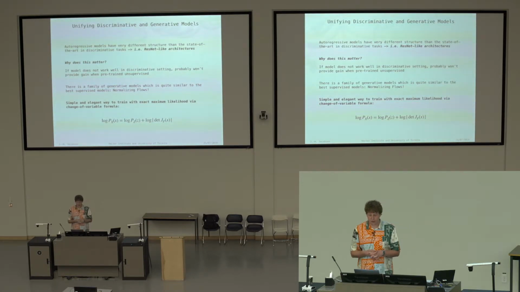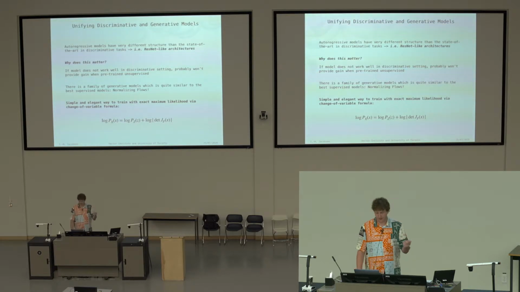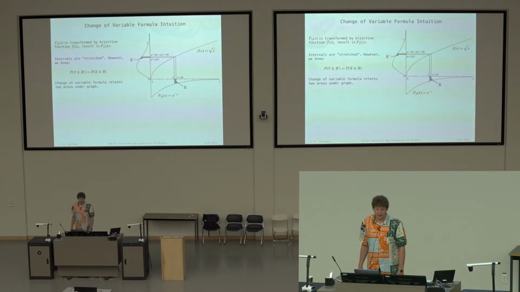However, there's a family of generative models which is quite similar to the best supervised models, which is normalizing flows. They provide a simple and elegant way to train with exact maximum likelihood, again via the change of variable formula. The change of variable formula has the following form: log P of X equals log P of Z, where Z is your transformed X, so f of X essentially, plus the log absolute determinant of the Jacobian of your function f that transformed X into Z at the point X. So I want to give you a little intuition about this.